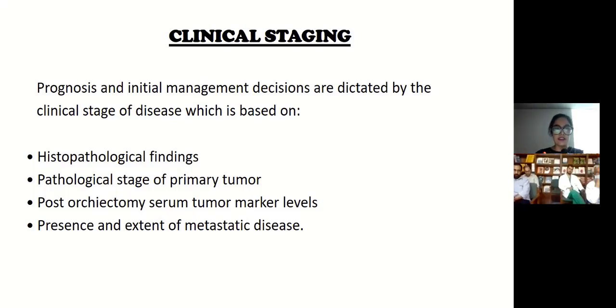Prognosis and initial management decisions are dictated by the clinical stage of the disease, which is based on histopathological findings, the pathological stage of the primary tumor, post-orchiectomy serum tumor marker levels, and the presence and extent of metastatic disease.